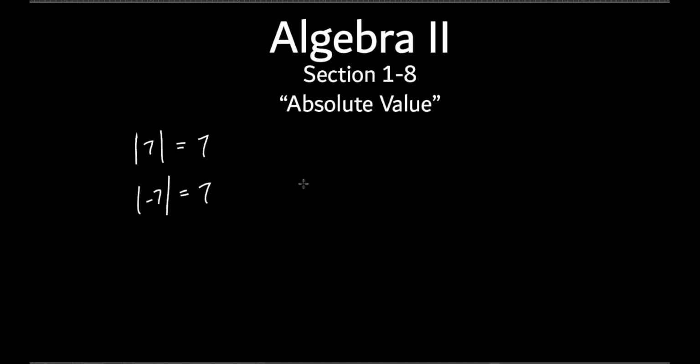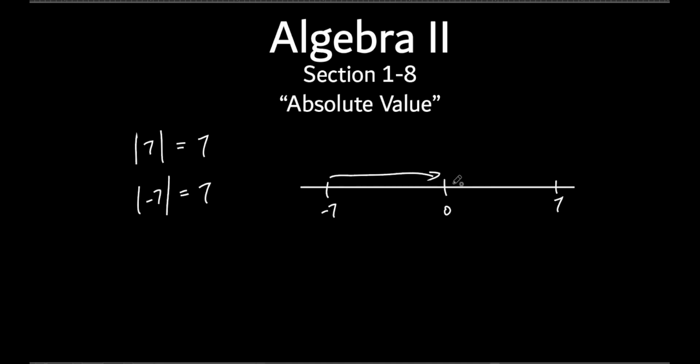So what it's telling you is how far away from 0 that number is. That's what the absolute value symbol is basically saying. It's not the formal definition, but that's basically what you need to know about the absolute value. How far away is it from 0? How many places? It's 7 places away.